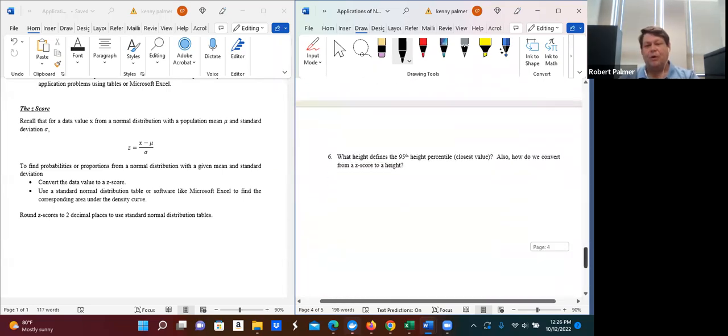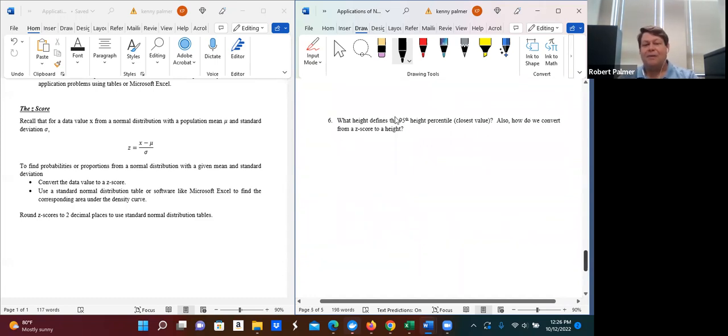Okay, one more example. What height defines a 95th percentile height? Also, how do we convert from a z-score to a height? Once again, if you've seen my previous video on the standard normal distribution, we know how to find a z-score. So let's draw a picture of what this is.